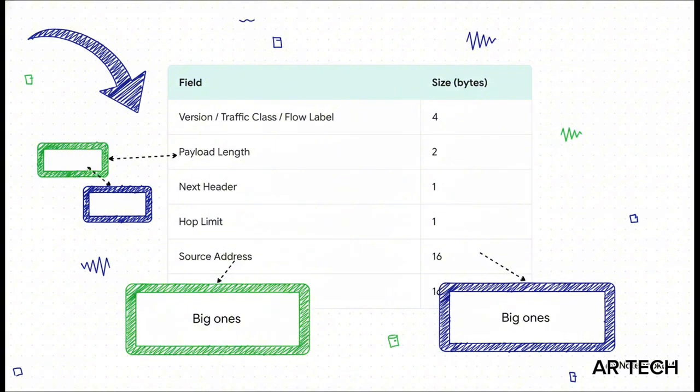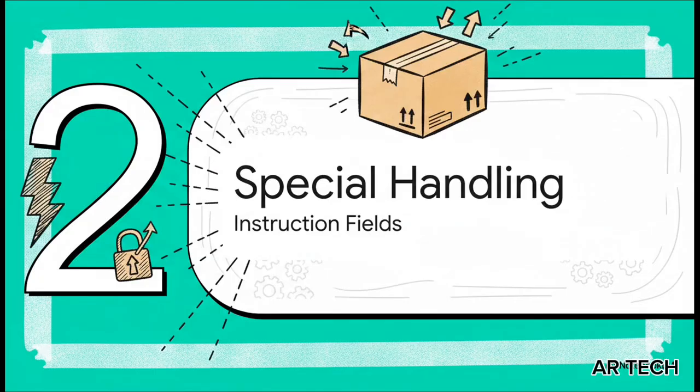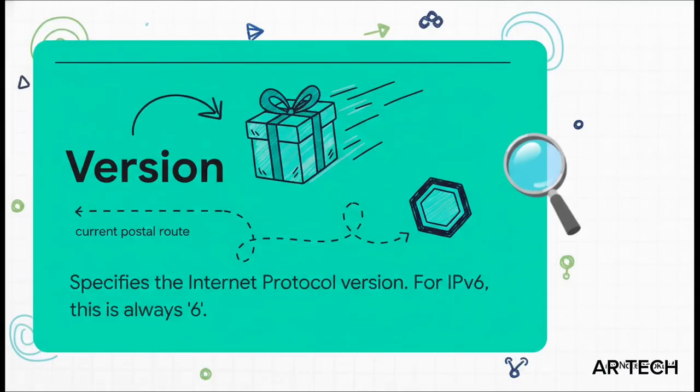And here's the entire map of that 40-byte label. We're going to break this down piece by piece, but you can see the whole layout at a glance. You've got a few bytes up top for instructions and logistics, and then look at that. The two biggest chunks taking up most of the space are for the source and destination addresses. Okay, so let's start with that first part of the header. I like to think of these fields as the special handling instructions you'd see on a real package, like this side up or fragile.